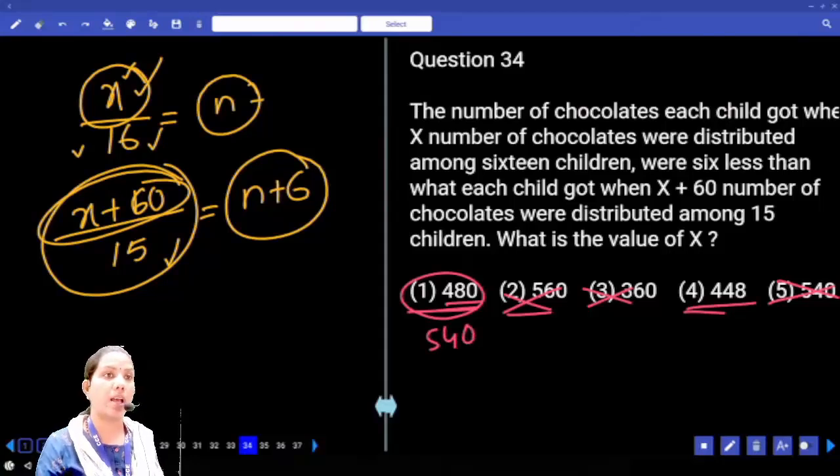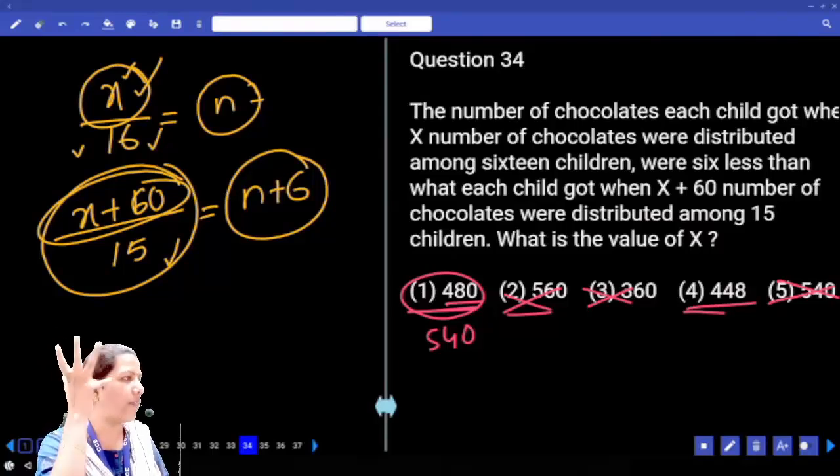No. What is the 15 rule? The 5 rule: unit digit 0 or 5. What is the 3 rule? Sum of digits divisible by 3. Is the sum of digits of 540 divisible by 3 or not? If the number is divisible by 3 and also 5, then that number is divisible by 15. Got it? 15 means 5 into 3, we check.